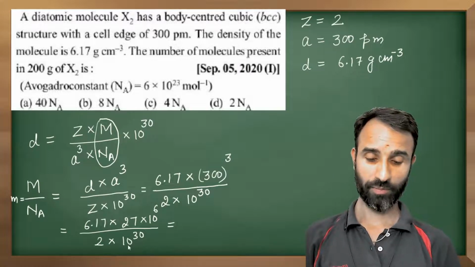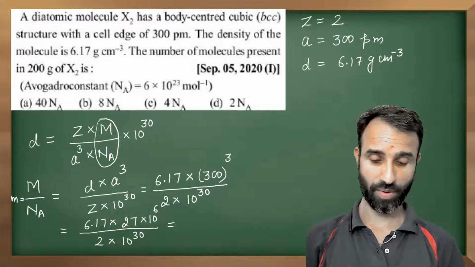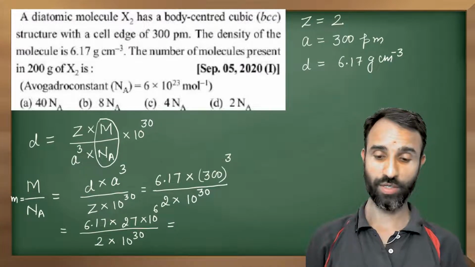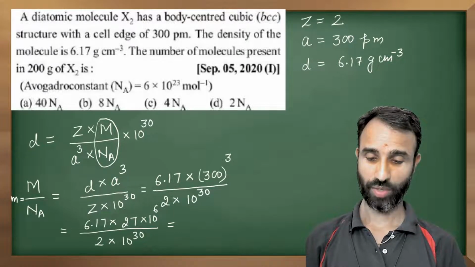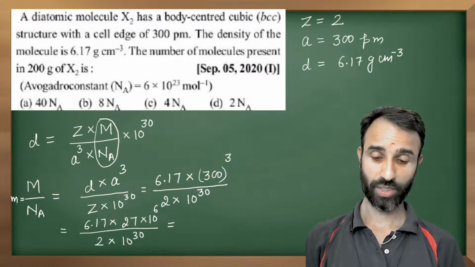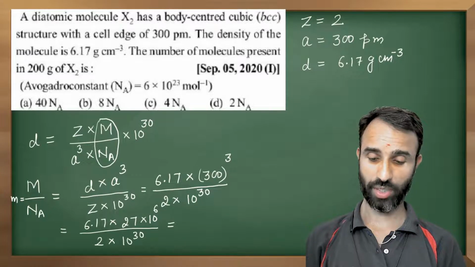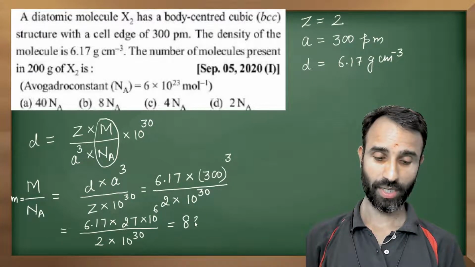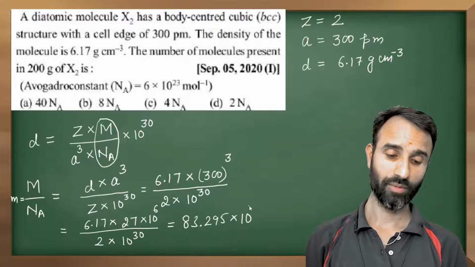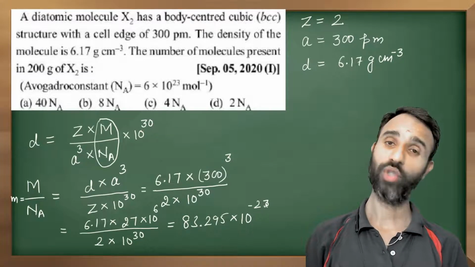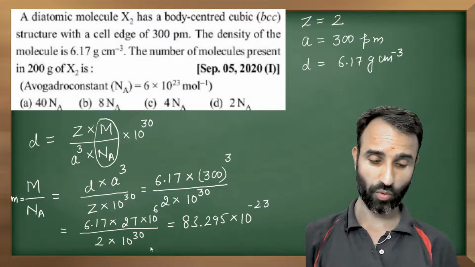So it comes out to be 27. I will multiply it because a calculator is allowed during the exam. 6.17 into 27 is 166.59, divided by 2 it is 83.295 into 10 raised to power 6 minus 30. So it is minus 24. So better to go like this.